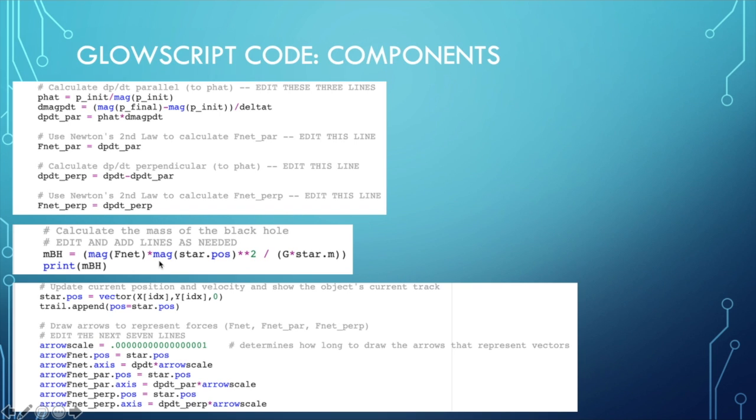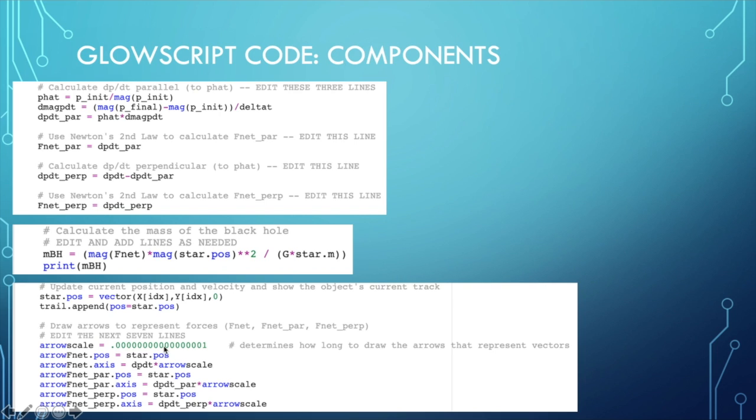From there, we move into solving for the mass of the black hole, which can be derived from the gravitational force equation from before. As you see here, we have net force times position squared over the gravitational constant times the mass of the star. Then here's where we express the arrows in the orbital motion. We'll see in the next slide.